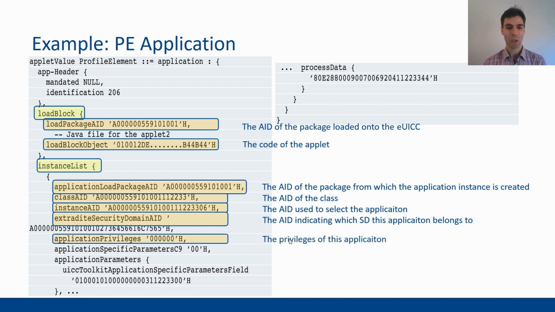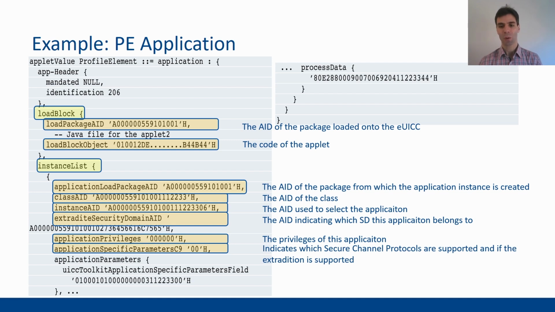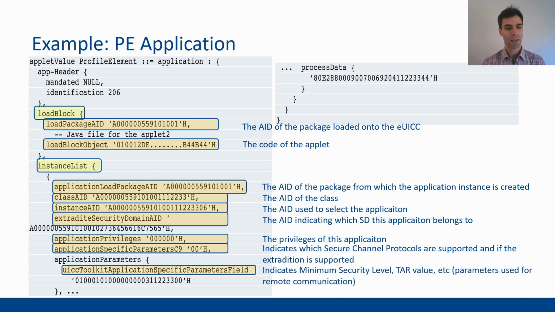Then application privileges, application specific parameters C9, which indicates secure channel protocols which are supported, and again if extradition is supported. And under the application parameters in this example, the UICC toolkit application specific parameters field, which, similar to the ISD-P coding, indicates minimum security level, DAR value, and so on, parameters which are used for remote communication.